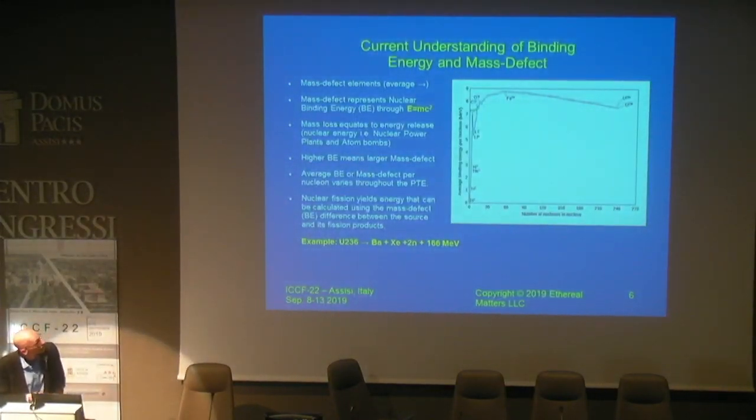So to start off with, here's the average binding energy curvature that I'm sure most are familiar with. It's just to summarize our current understanding of binding energy and mass defect. We can see, of course, that the tip point is where iron and nickel are, which is the maximum average binding energy, and then it starts to slope off.